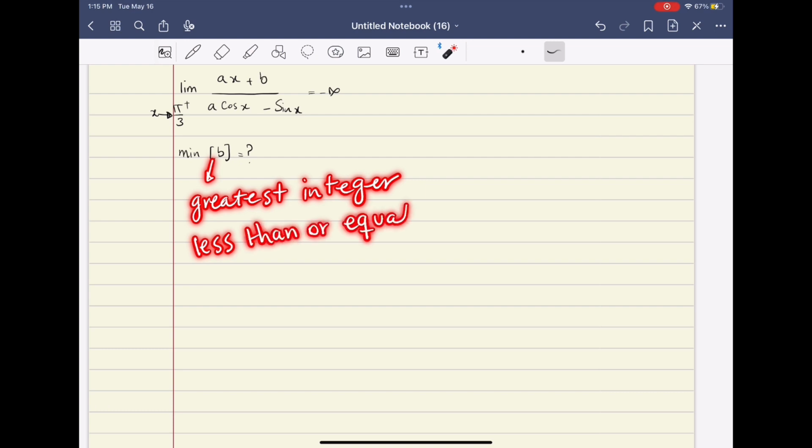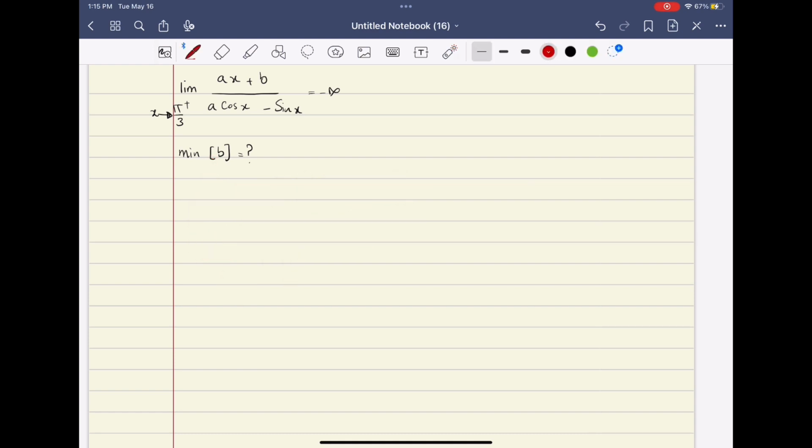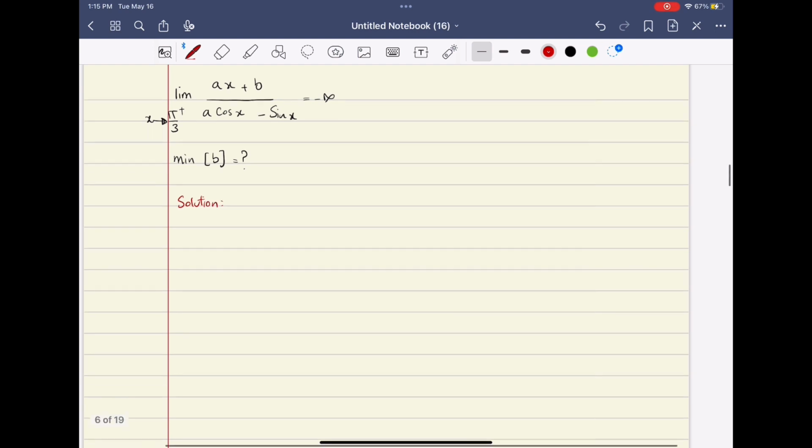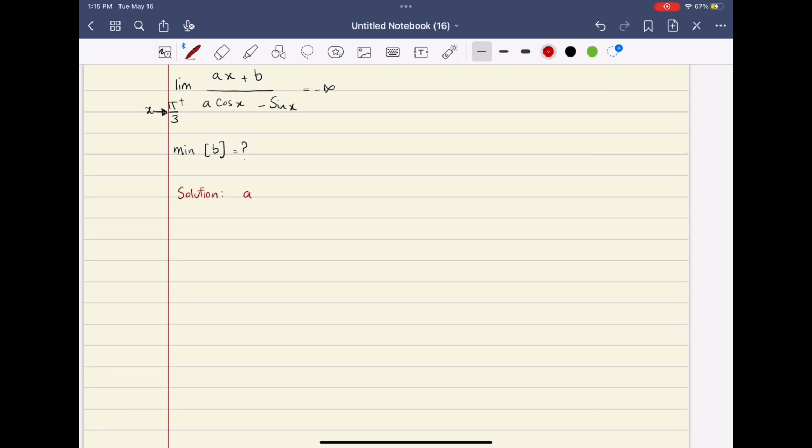So to be able to solve this question, we know that the answer is negative infinity. So it means that the denominator should approach 0. So a cosine x should be equal to sine x as x approaches pi over 3. So let's do this first.